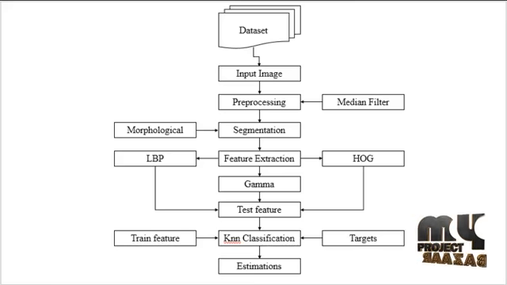This is the overall flow diagram for the process. At first, the input image is taken from the dataset. The dataset is a folder which consists of several input images. After getting the input image from the dataset, pre-processing is carried out. Pre-processing is nothing but removing the noise present in the image. To pre-process the image, we use the median filter to remove the noise.